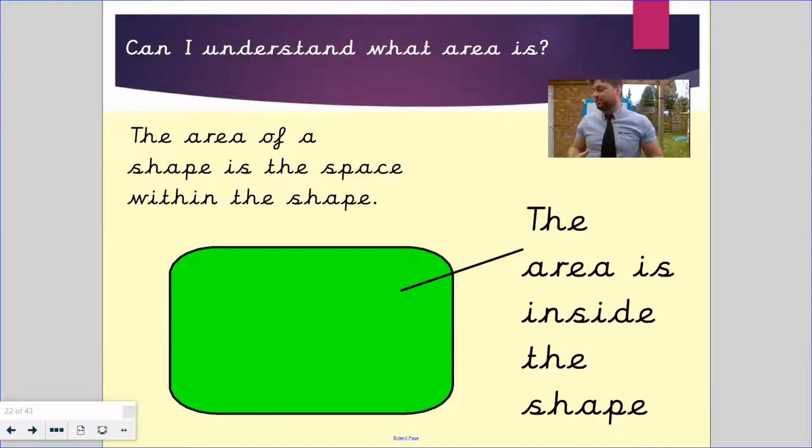If you had a 3D object, you can look at one side of a 3D object and work out the area of one side. But that's something different, and we come on to that in year 5. But for 2D shapes, it's the area inside the shape that we call area. And you can see here in this rectangle that I've highlighted the green area, and that is the area of that.